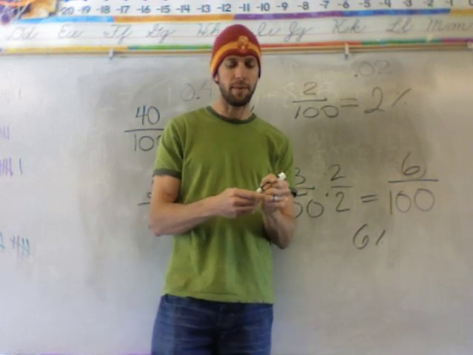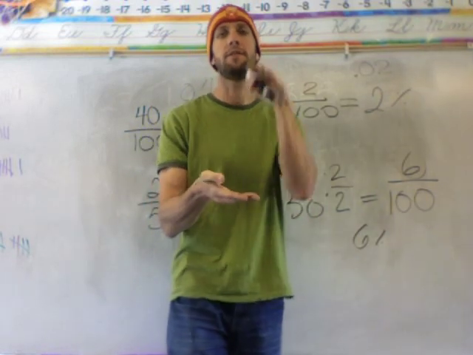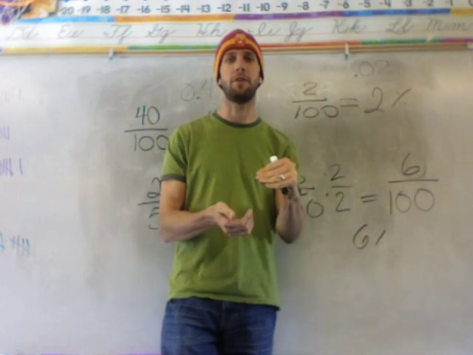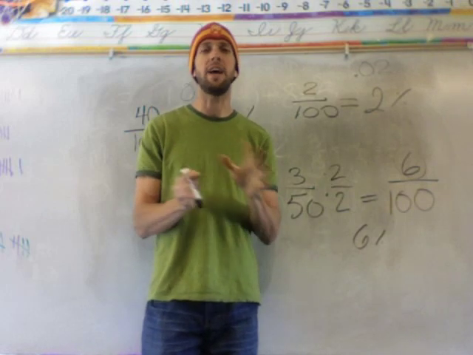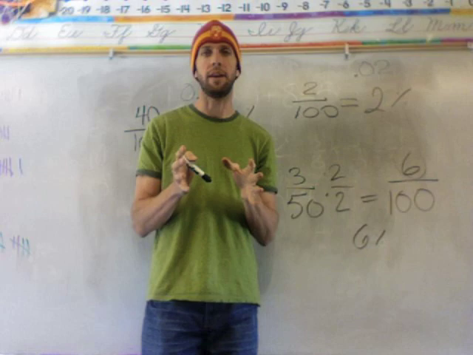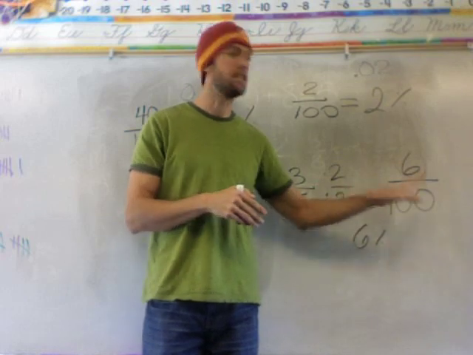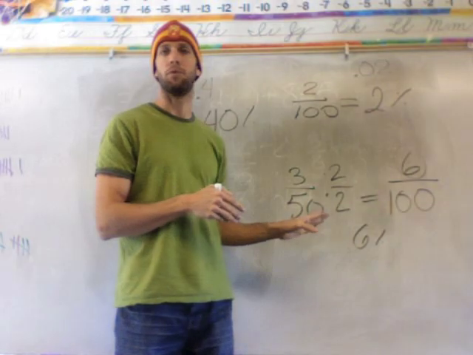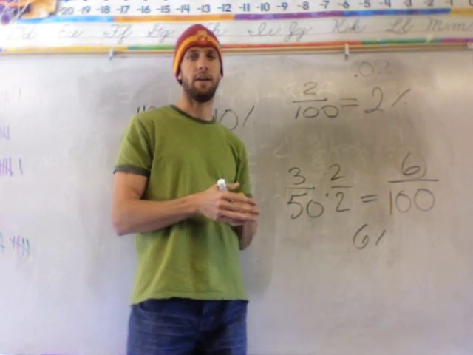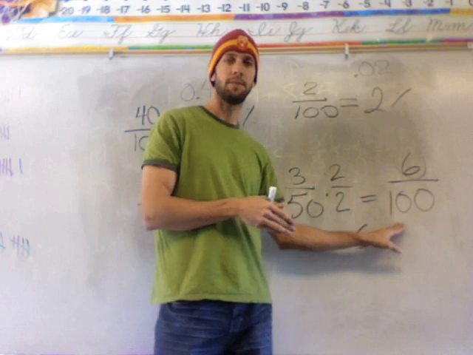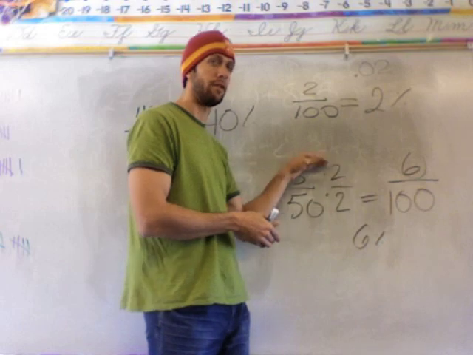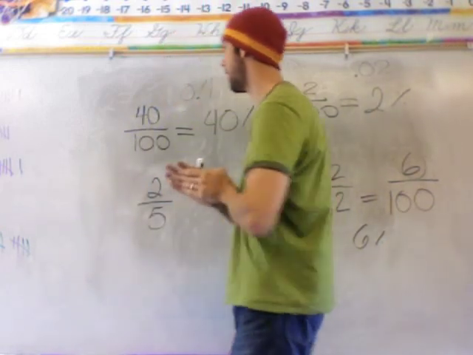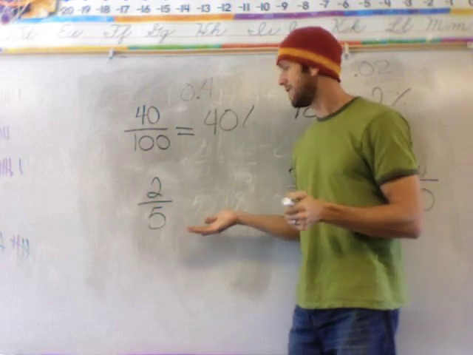Okay? Keep in mind, whatever you do to the bottom, you have to do to the top. Whatever you do to the top, you have to do to the bottom. If you want to manipulate a fraction, you can. You could write any number equivalent to 1, multiply it, and get a different version of that fraction. It won't change its value at all. It just changes how it looks. But whatever you do to the bottom, you have to do to the top. Whatever you do to the top, you have to do to the bottom. Got it?